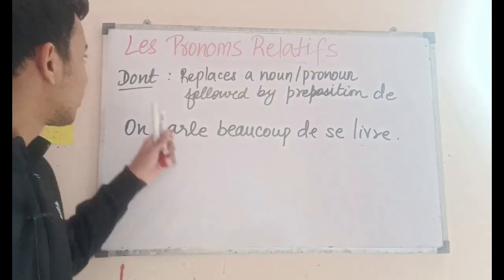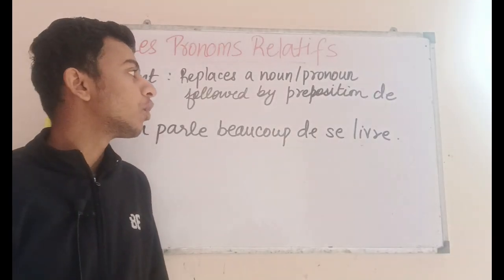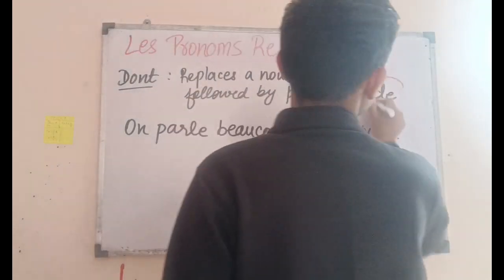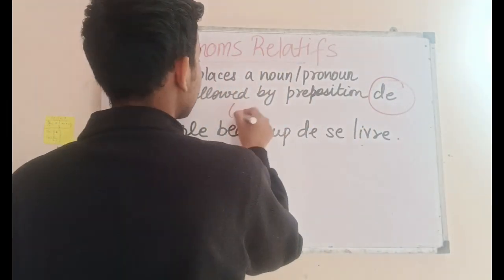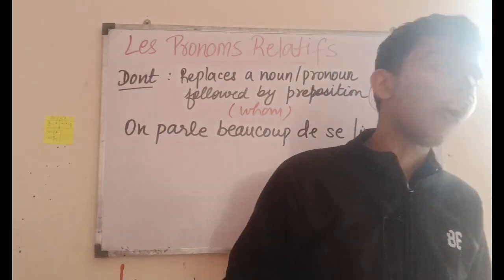The next relative pronoun with us is dont. Dont replaces a noun or pronoun followed by the preposition de. So it will only be used when you have the preposition de in your sentence. It will be replacing that. And the literal meaning turns out to be whom, mostly whom. Okay. Of which.